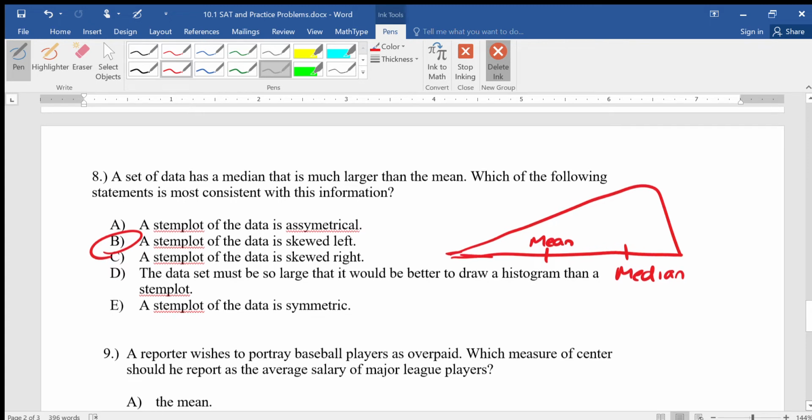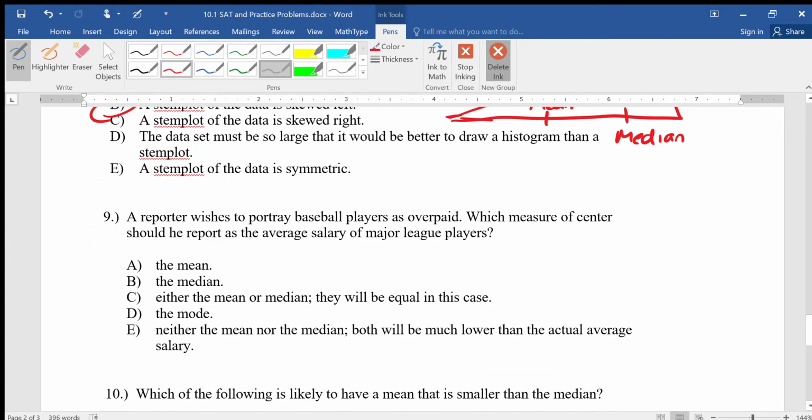All right, number 9. A reporter wishes to portray baseball players as overpaid. Which measurement of center should he report as the average salary of major baseball players? Okay, so we have to understand what the baseball players' salaries look like.